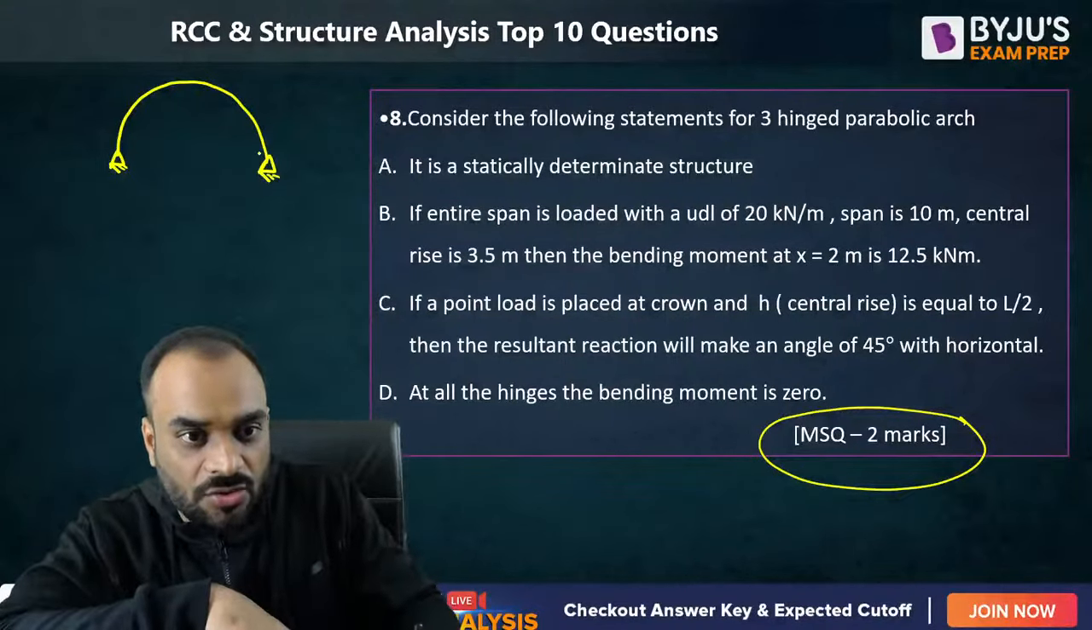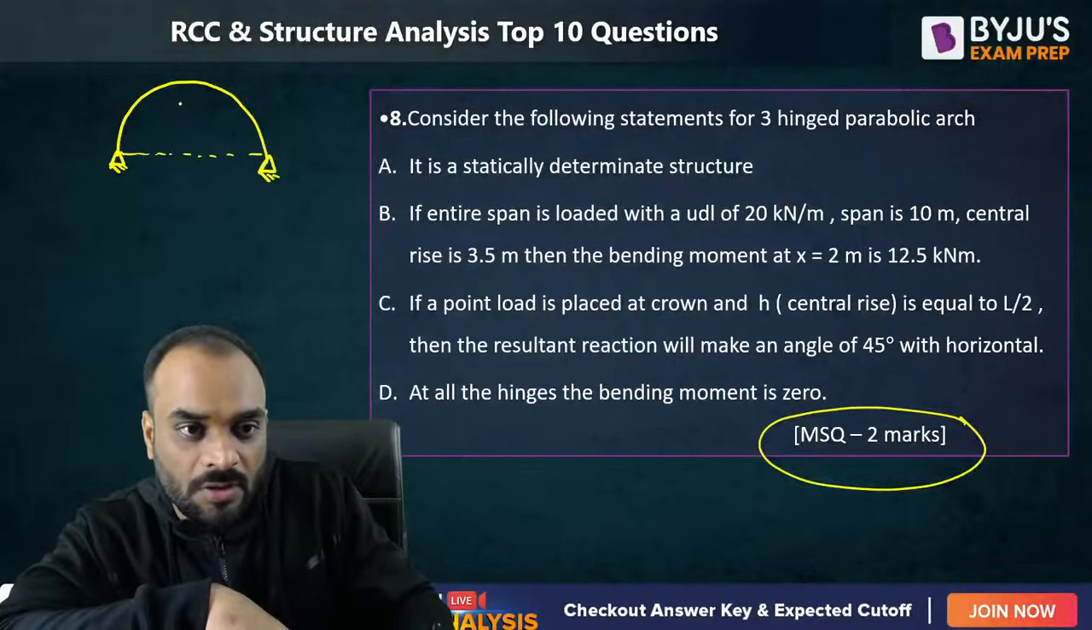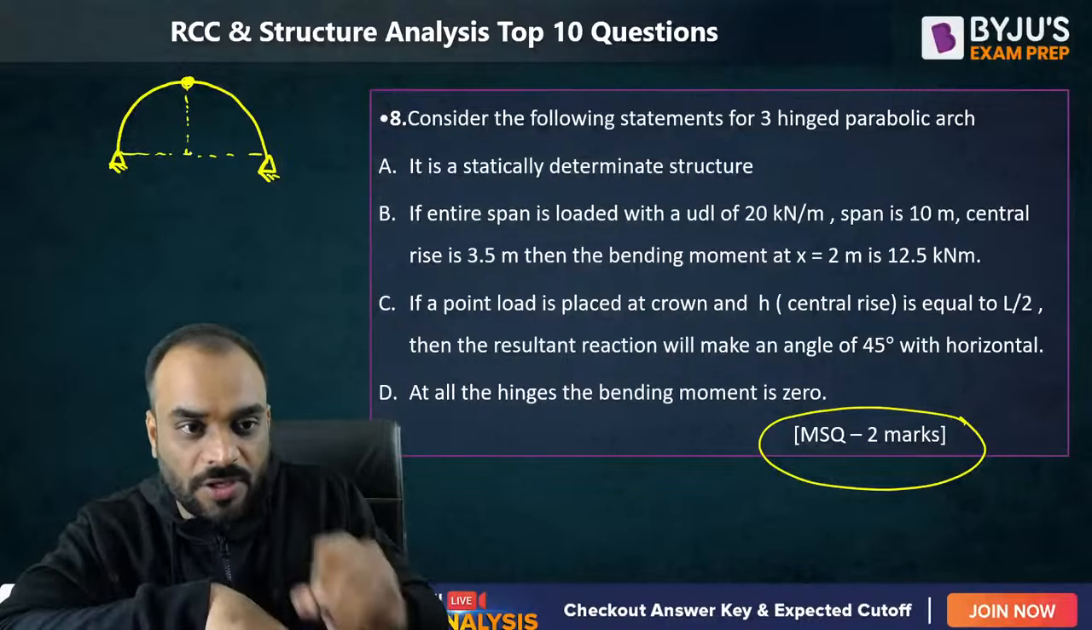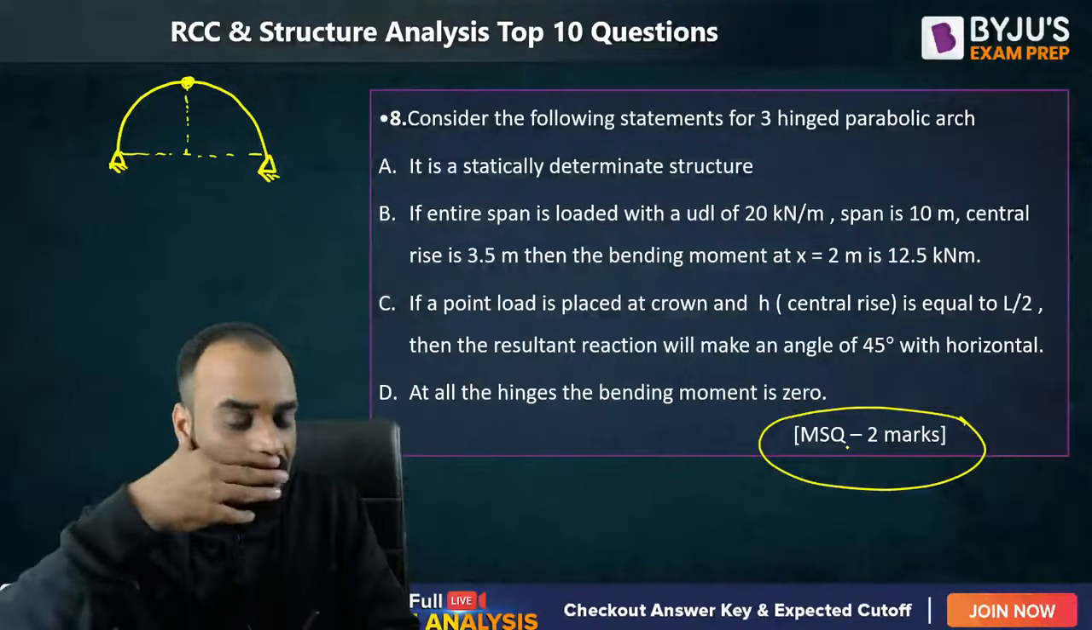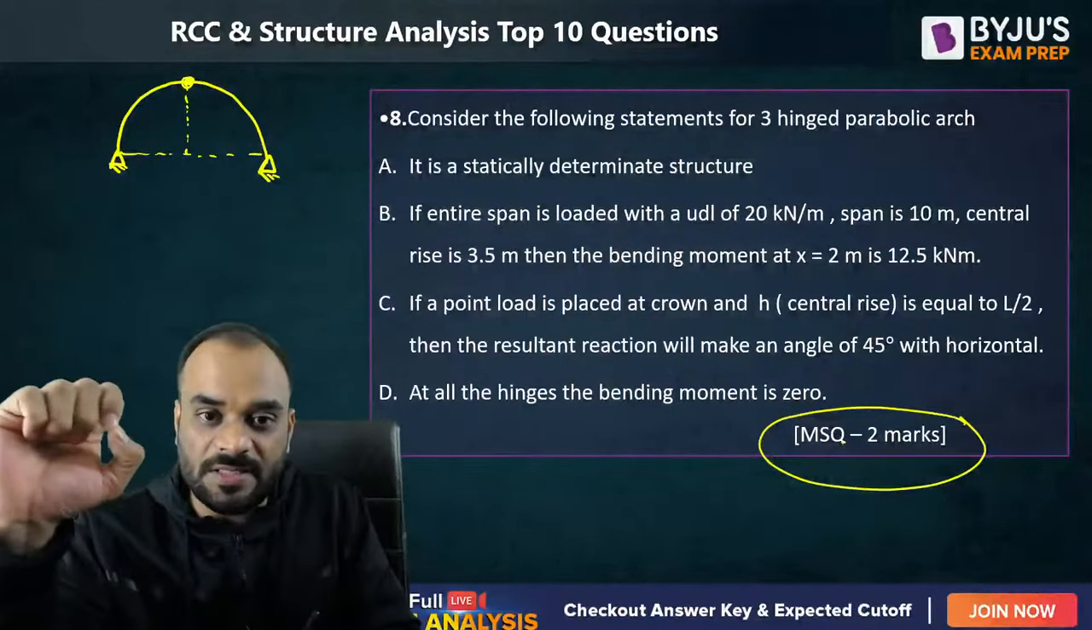One hinge, two hinge, and the third hinge is present exactly at the crown. Okay. Now tell me guys, three-hinge arch, again MSQ, multiple answers can be correct. Three-hinge arch can be statically determinate.